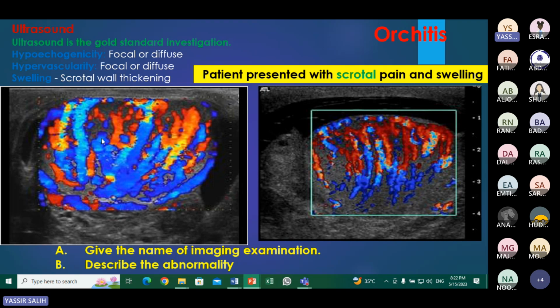And also this is another patient presenting with scrotal pain and swelling. What abnormality do you see? Increased vascularity in the testes. In which structure? In the testes. So what is the diagnosis? Orchitis. Last time we said epididymitis; orchitis means the vascularity is increased in the testes only.